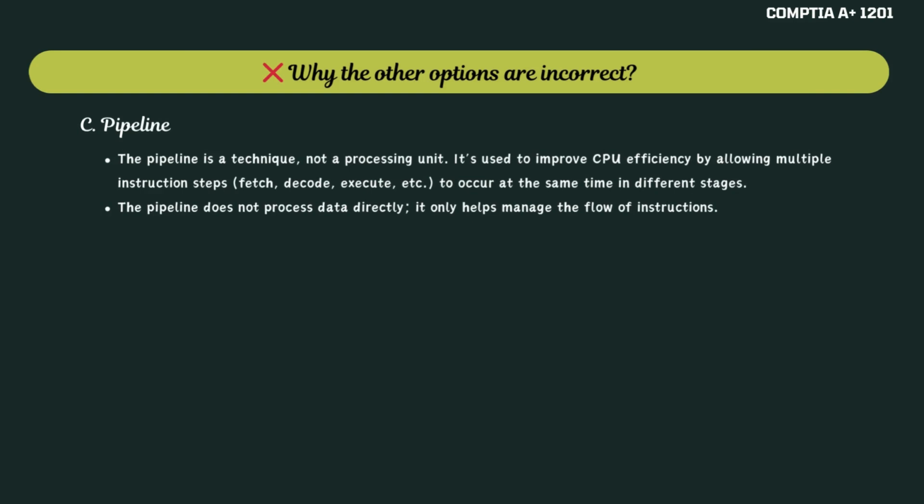It's used to improve CPU efficiency by allowing multiple instruction steps, fetch, decode, execute, etc., to occur at the same time in different stages. The pipeline does not process data directly. It only helps manage the flow of instructions.